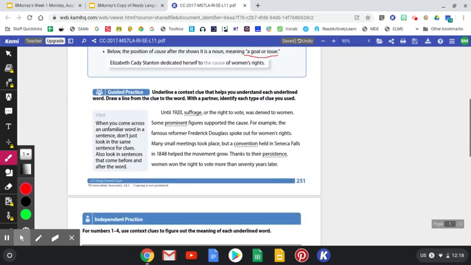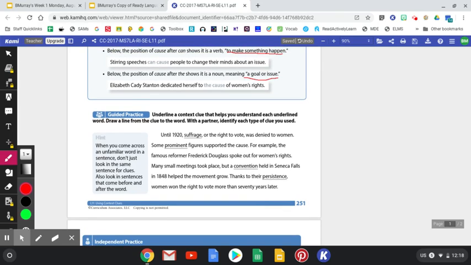So now we have our guided practice. In our guided practice, we're going to underline a context clue that helps you understand each underlined word. Draw a line from the clue to the word. It says with a partner identify, but unless we're able to turn to our classmate and have a conversation, you're going to do this on your own. So I want you to pause the video, and then I want you to go back and check your work on our Google slide. Okay.